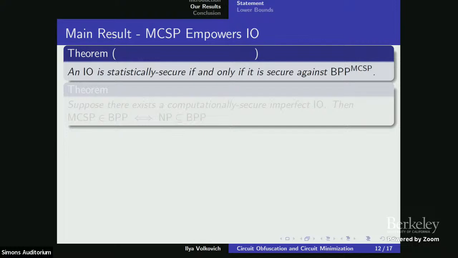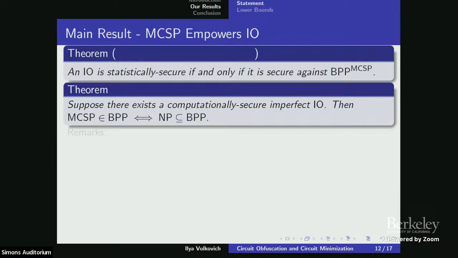And as a conclusion, you can also extend the result that we had to imperfect IO. If you have an imperfect IO, the same thing holds true: MCSP is in BPP if and only if NP is in BPP. We previously knew how to do it for perfect IO, and it's extended to imperfect.